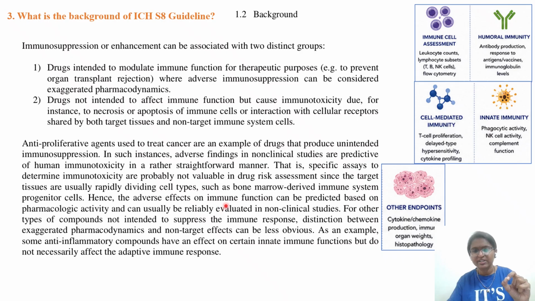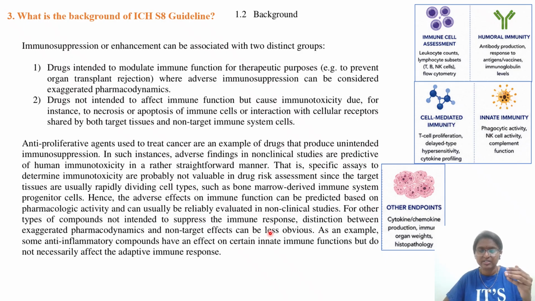Hence, the adverse effect on the immune function that can be predicted based on the pharmacological activity can usually be reliably evaluated in non-clinical studies. Since you do not have proper biomarkers, and the cells are rapidly dividing, how can you depend on anything? You can depend on the pharmacological studies. The results from the pharmacological activity can usually be reliably evaluated in these non-clinical studies. Next, we'll see other types of compounds not intended to suppress the immune response.